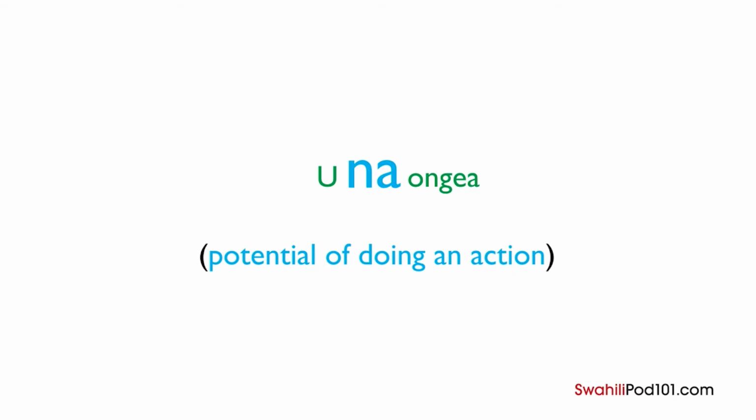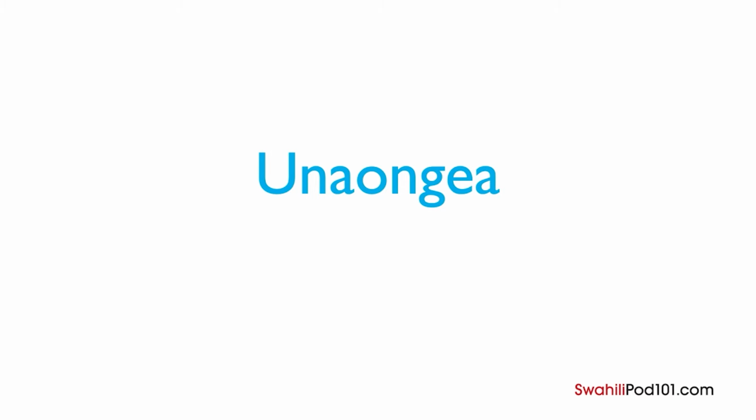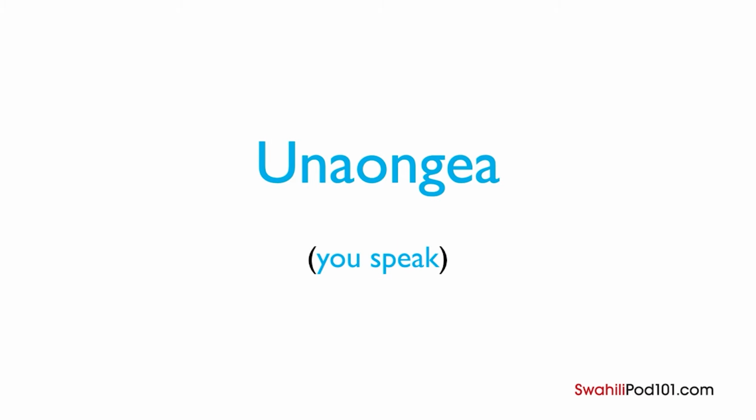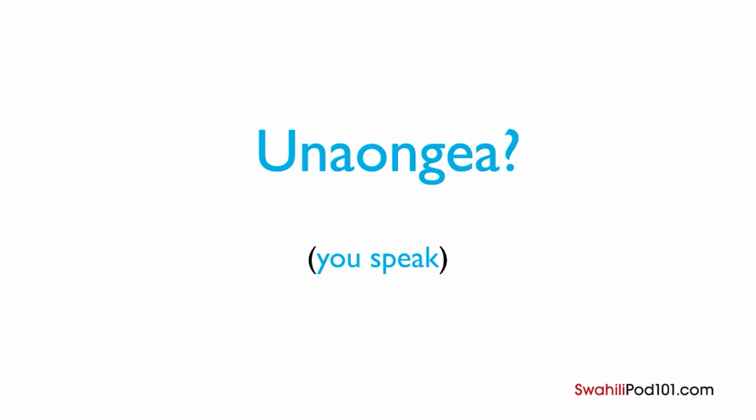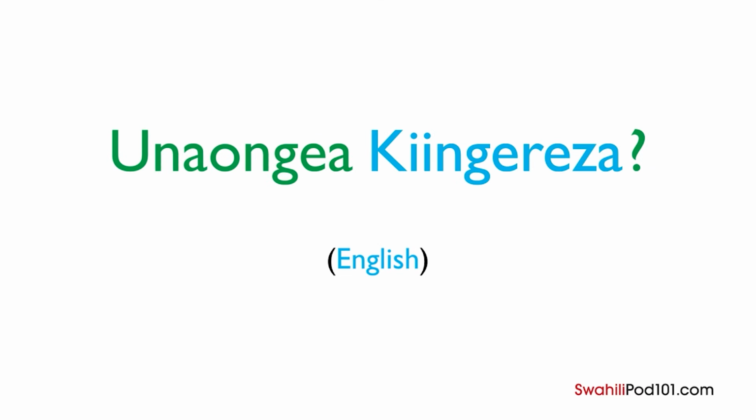Breaking this phrase down further, we have u, which is a pronoun for the subject. Na shows the subject's potential of doing an action. It makes the statement affirmative. Ongea is the verb for speak. Together, we have unaongea, which literally means you speak. Saying it with a higher intonation makes it a question. So, unaongea means do you speak? Adding Kiingereza, the word for English, will make it unaongea Kiingereza. This means, do you speak English?